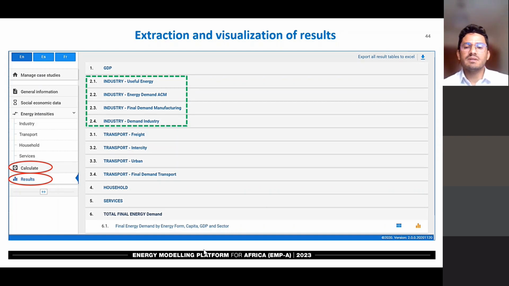So here we have the results for industry. It includes ACM and manufacturing. We can have separately the useful energy, and we can have also the final demand, or we can come here in the bottom of this to get the total final energy demand.